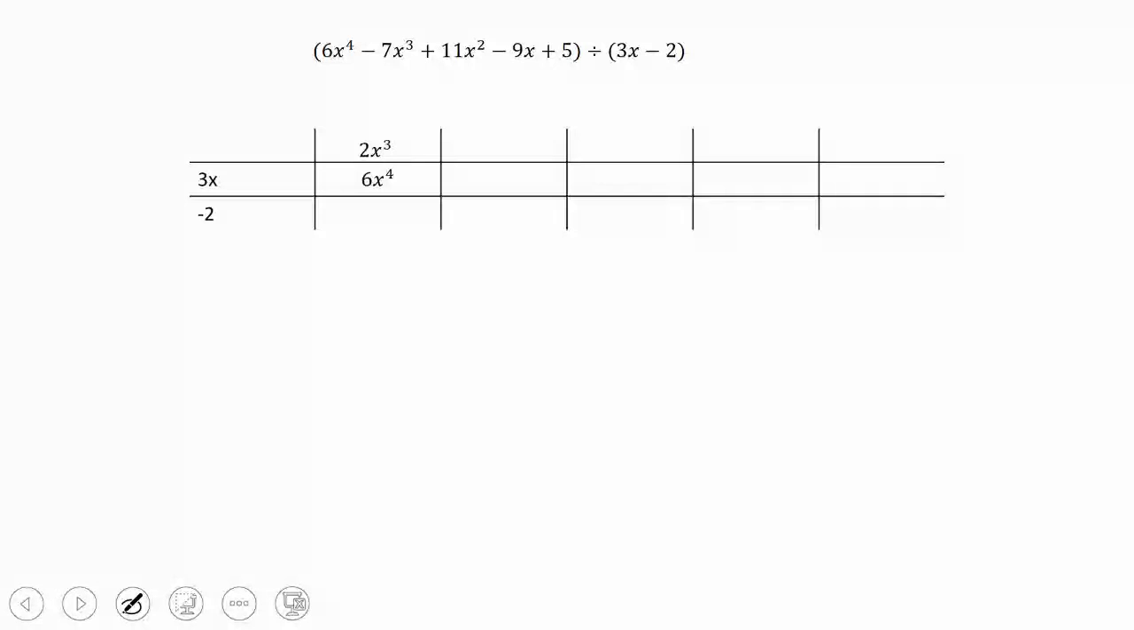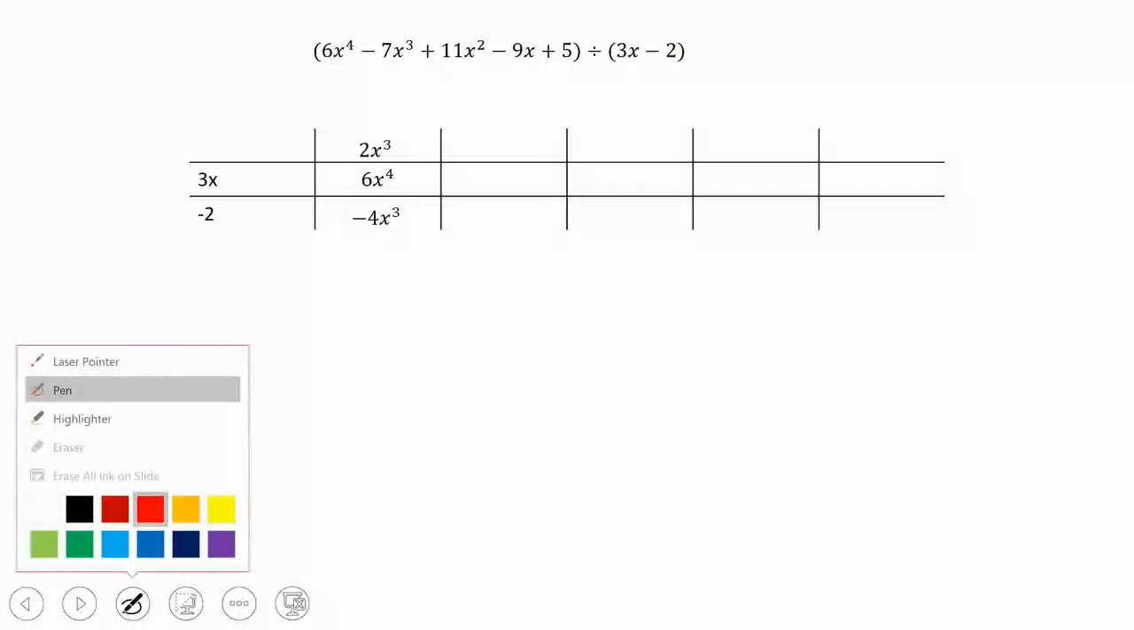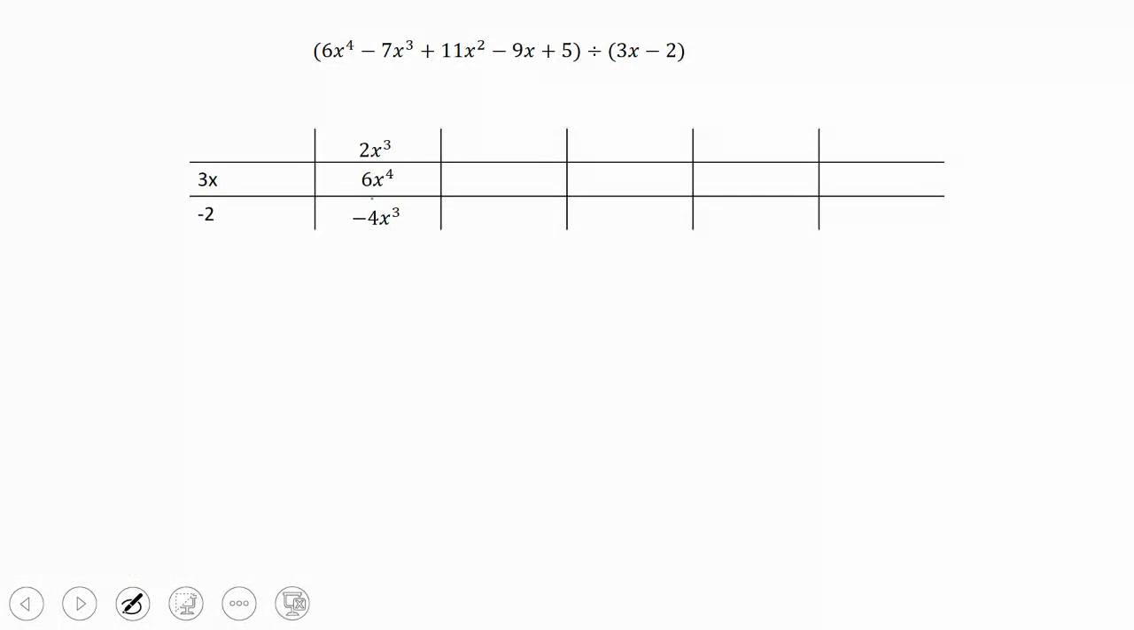Now, 3x times 2x to the third makes 6x to the fourth, but we also have this negative 2 down here. So 2x to the third times negative 2 makes negative 4. Now, think about this for a second. What we're trying to do is we want these two things to add up to negative 7x to the third, because I know that the like terms are usually along those diagonals. So you say to yourself, well, I must be missing negative 3x to the third, because I'm supposed to have negative 7 of them, right?